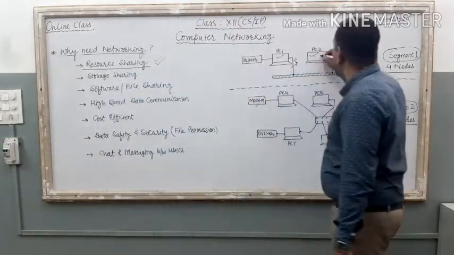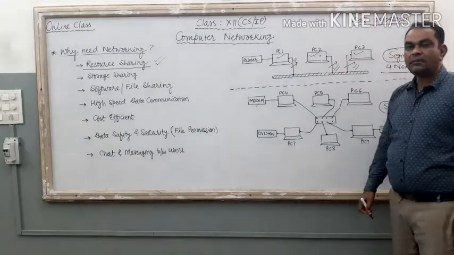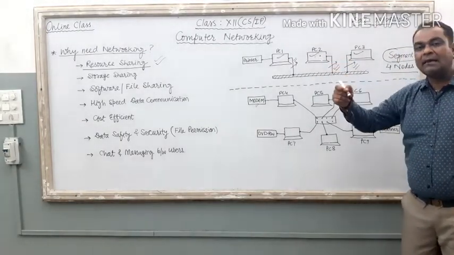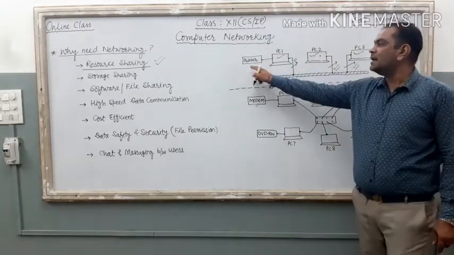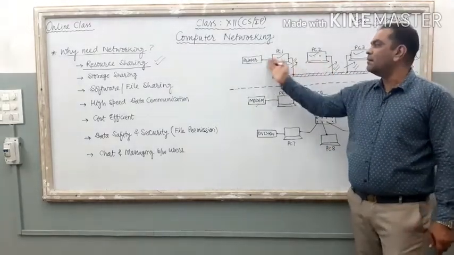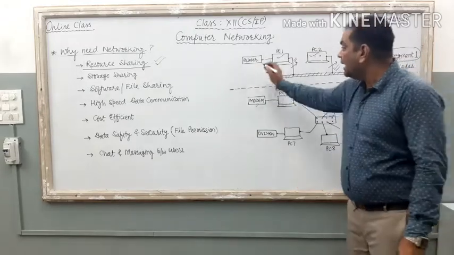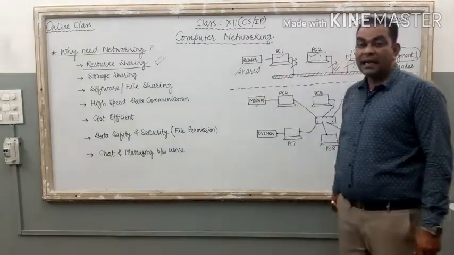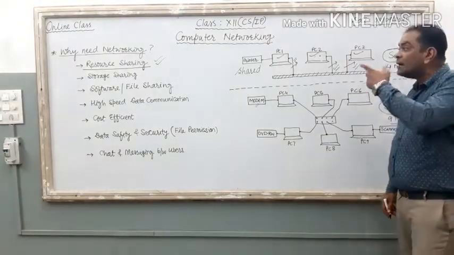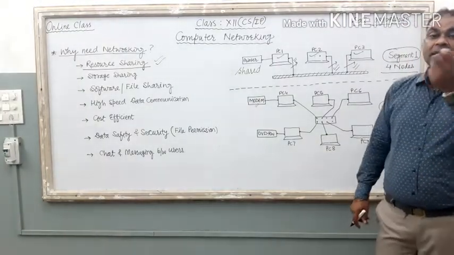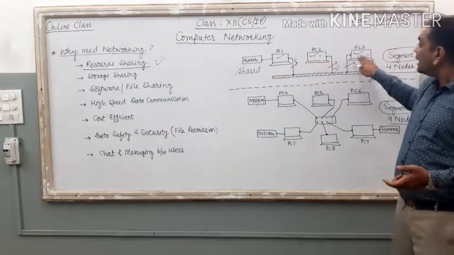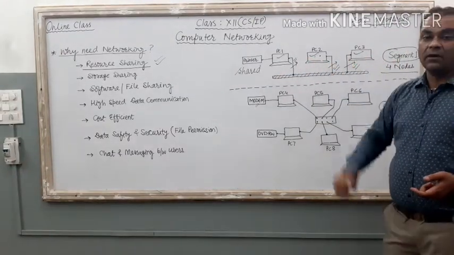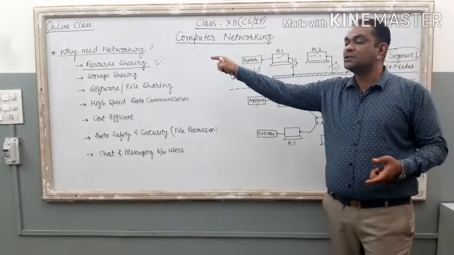Now, once you connect all these computers and you sit on PC2, if you apply a print command, automatically the print command is supplied to the printer. Here this printer is known as a shared printer. Shared means the accessibility of this printer is available through all the computers of the network. It is known as resource sharing.